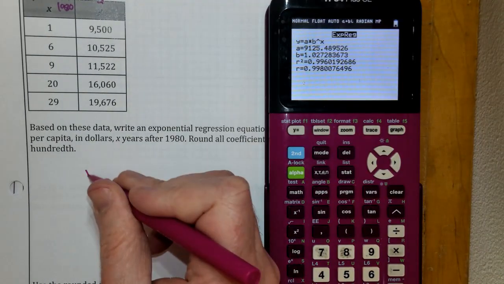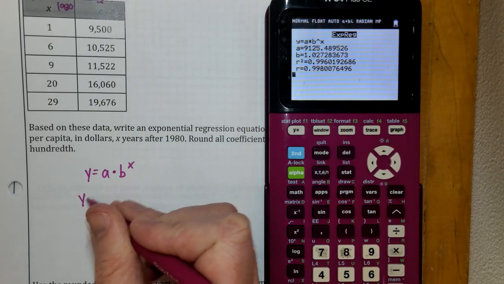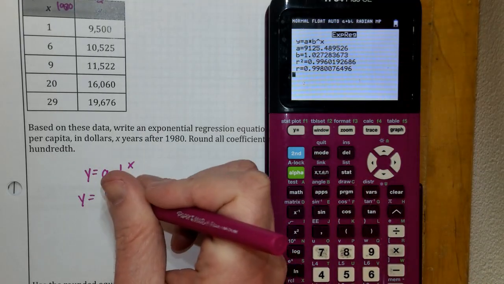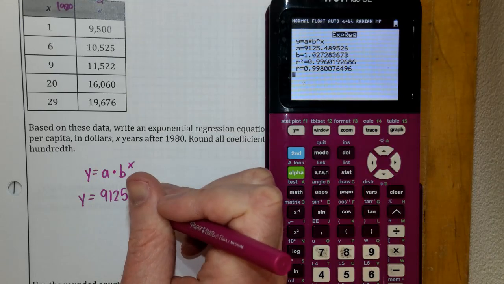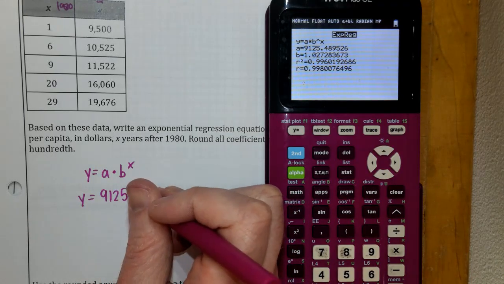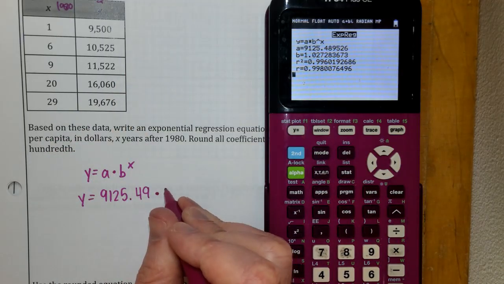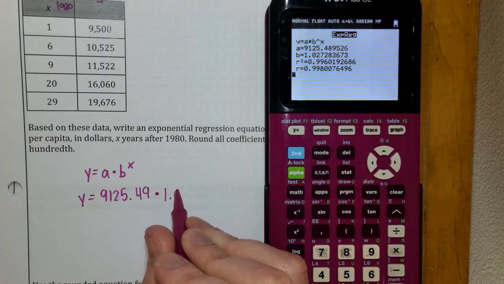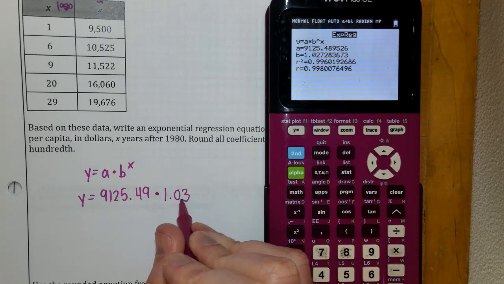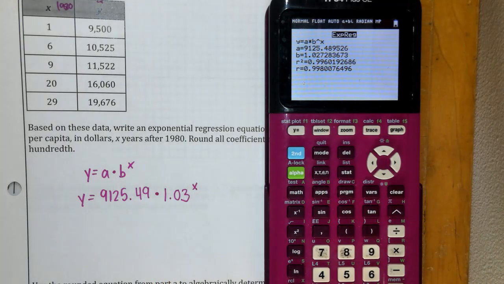So y equals a times b to the x. Y equals, a is 9125 point. It said nearest hundredth, right? So 49, times b is 1.0, nearest hundredth, so it'll be 1.03, and our exponent is x. So that's the answer for that first part.